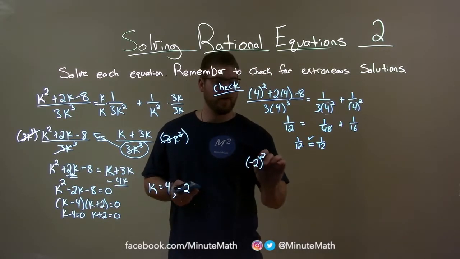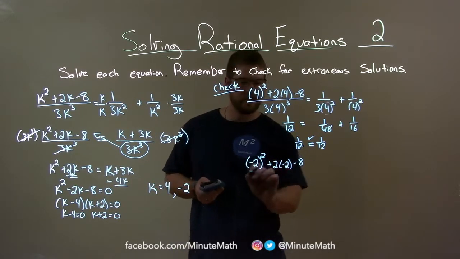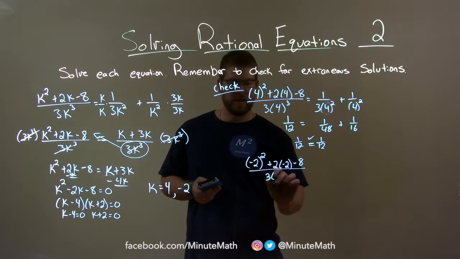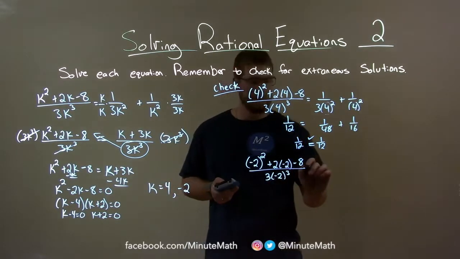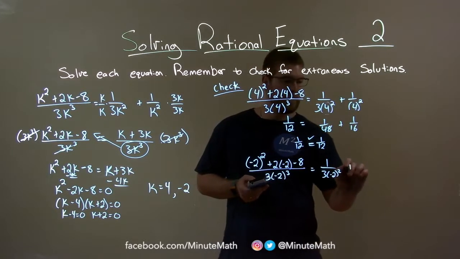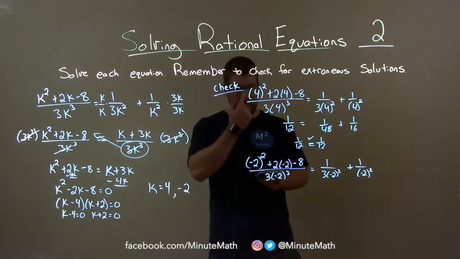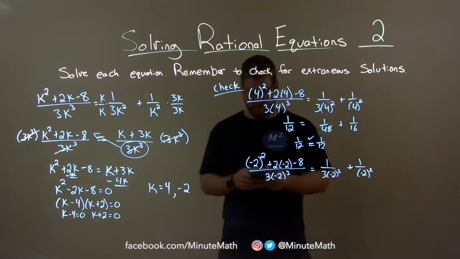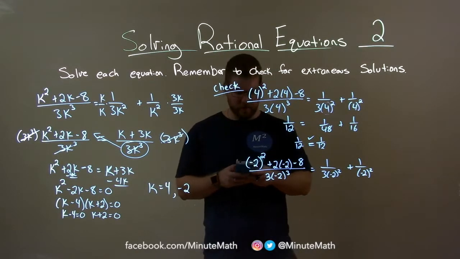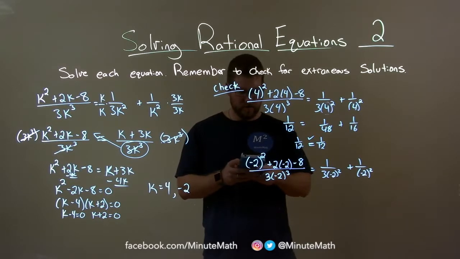-2 squared plus 2 times -2 minus 8 over 3 times -2 to the third power equals 1 over 3 times -2 squared plus 1 over -2 squared. All right. All typed in right? All right, let's go left fraction. Let's see if we can get this done pretty quickly. -2 squared plus 2 times -2 minus 8, and we're dividing that by 3 times -2 to the third power.